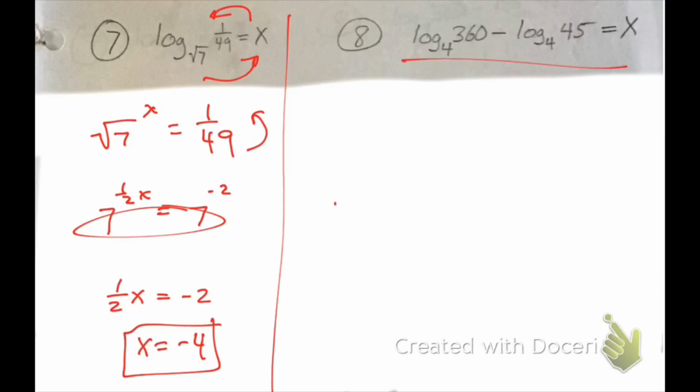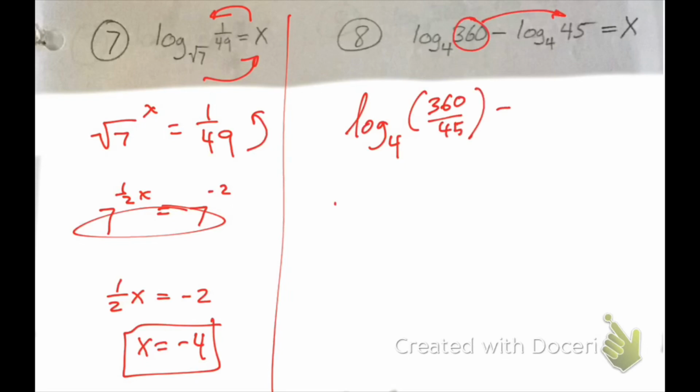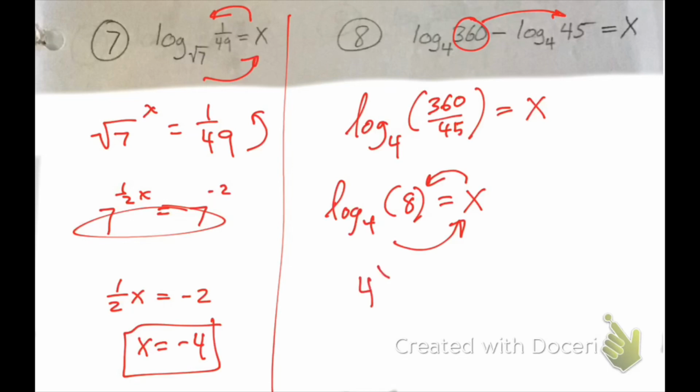Alright, so this one here, number 8, since I have the same base, what I can do is rewrite this as a single logarithm. So log base 4 of 360 divided by 45 equals x. So I rewrite it as a single logarithm. 360 divided by 45 gives me 8. Now I recycle. Get 4 to the x is equal to 8.